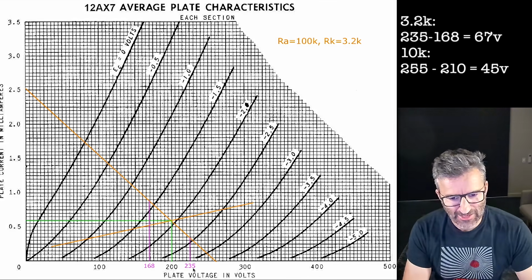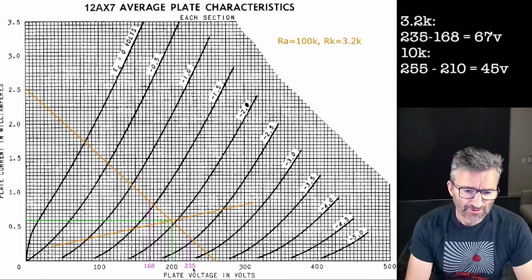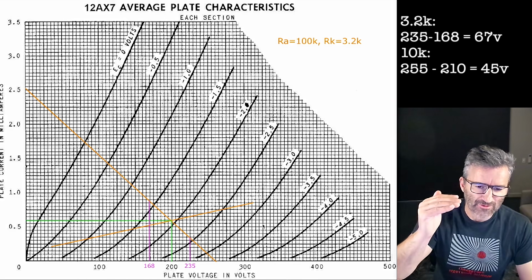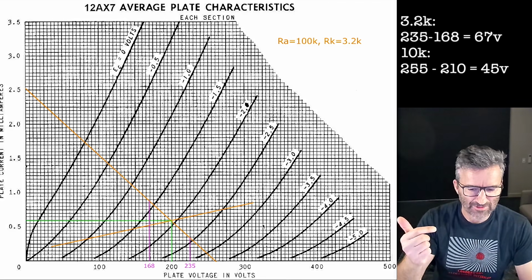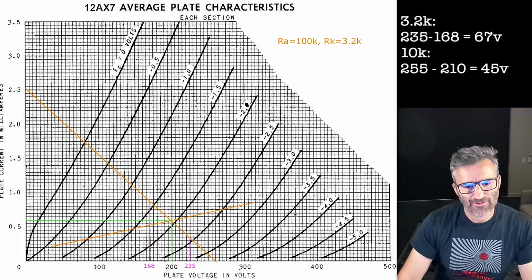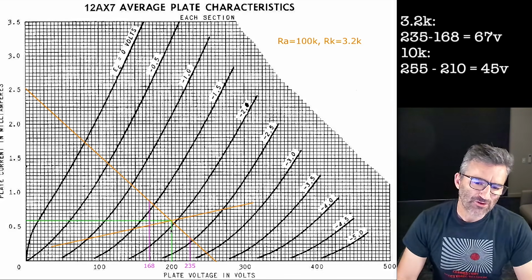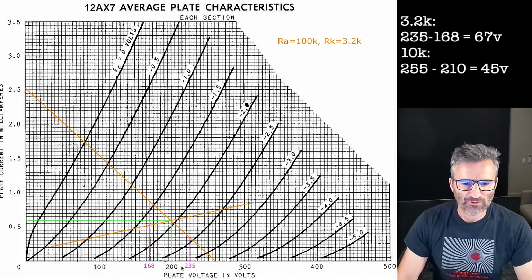Compare it to our 10K. Our 10K was 45, right? So this is about another 50% more gain on top of the 10K. It's simply put, right? The more we push this over to the left here, the more gain we're going to get. But it's a different kind of gain in terms of it's way more symmetrical, right?